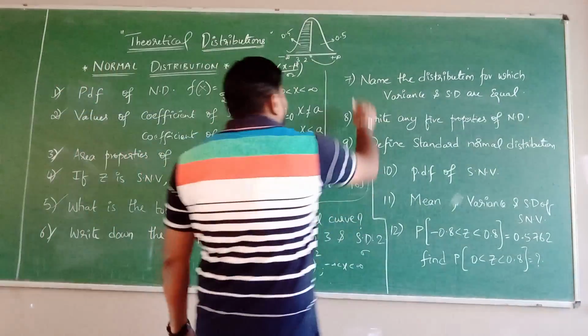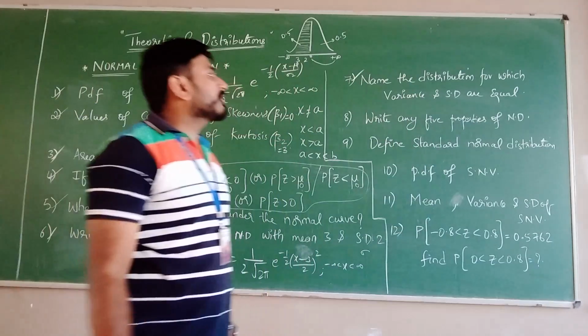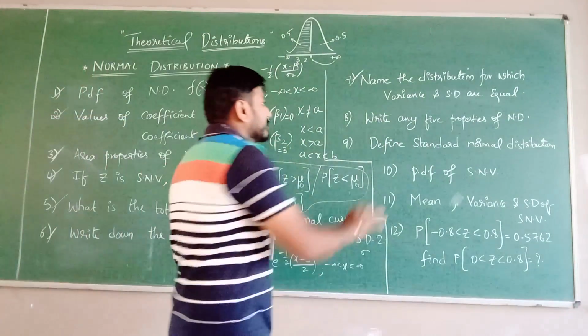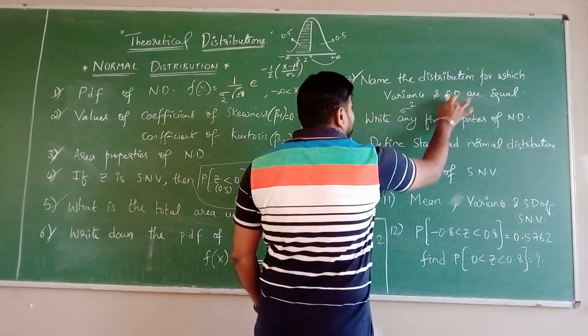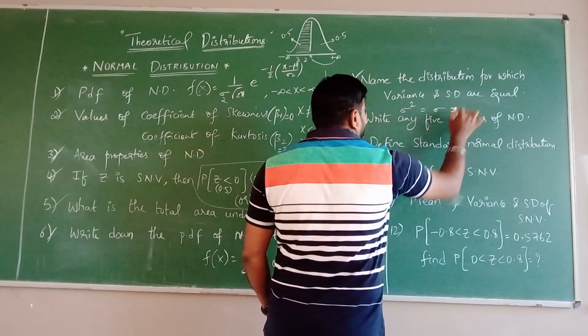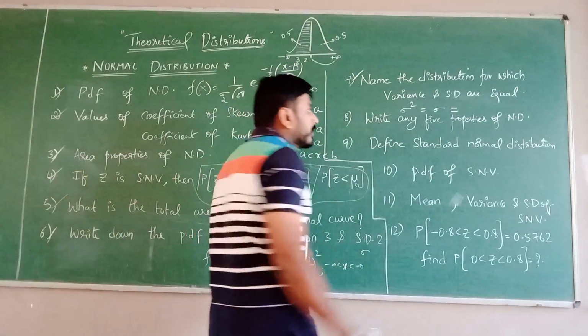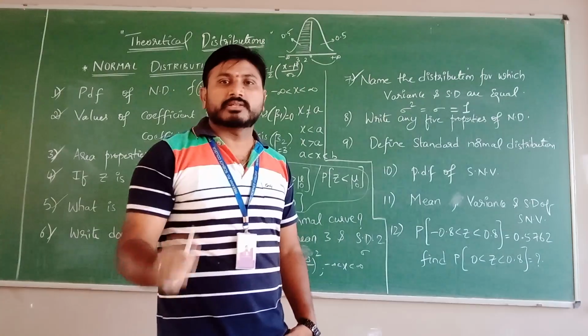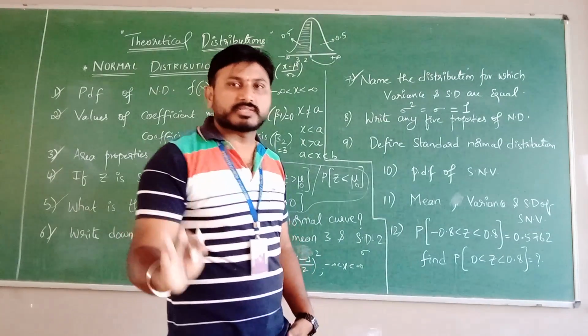Coming to the next question. Name the distribution for which variance and SD are equal. Variance is sigma square, SD is sigma, both are equal to 1 in which distribution? Standard normal distribution.